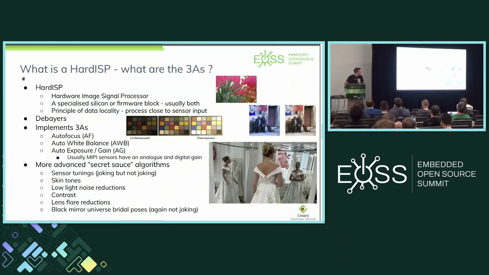Okay, so what is a hard ISP? If you think about it, every time you take a picture with your phone, a whole bunch of stuff is happening. It's not just debayering the image. It's doing a lot more than that. It's correcting for exposure. It's maybe doing autofocus, auto white balance, correcting lens flare. And usually that is done in a hard ISP. So for your phone, that's always done in a thing called a hard ISP.